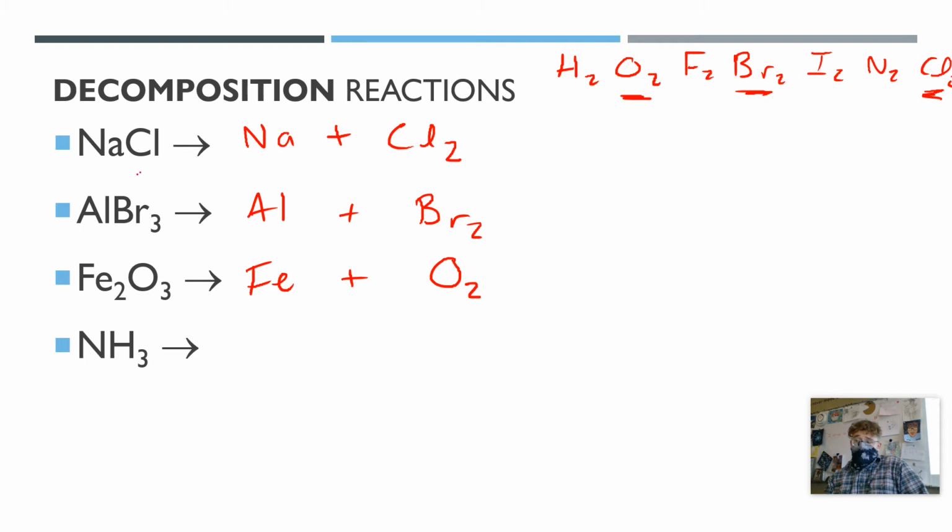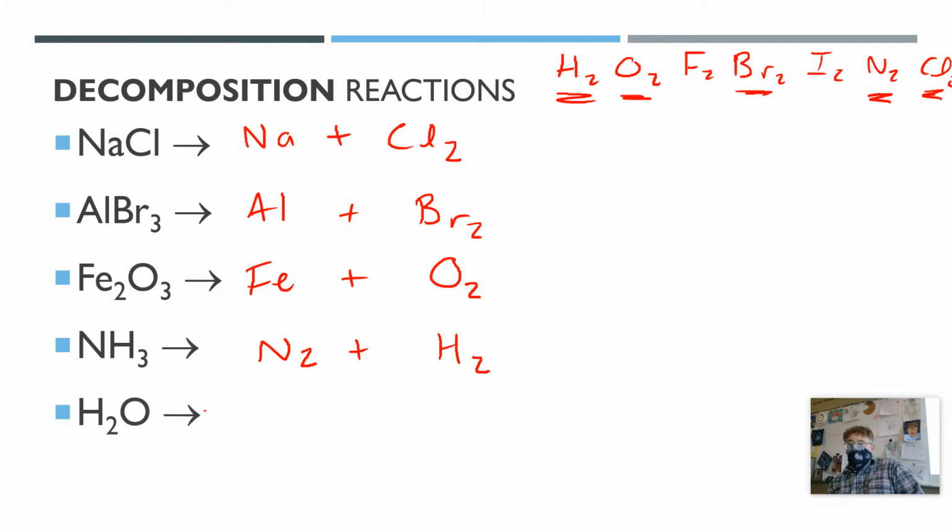NH3. This is the first one we're seeing here where it's 2 nonmetals. So this is going to break into nitrogen and hydrogen. Of these 2, which one's a metal? Neither of them. Therefore, we go back up here. Hydrogen has to be diatomic, and so is nitrogen, so they both form diatomic products. So NH3, ammonia, produces nitrogen gas and hydrogen gas.